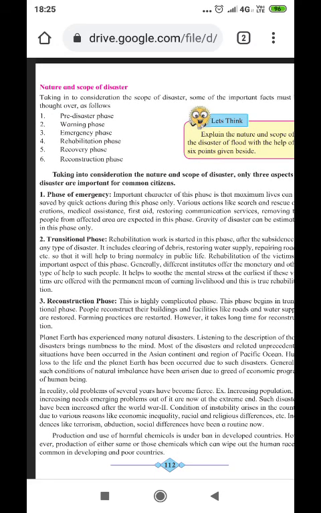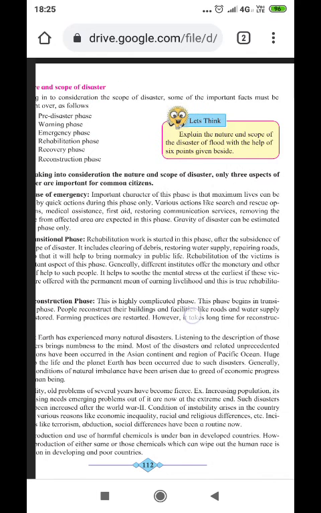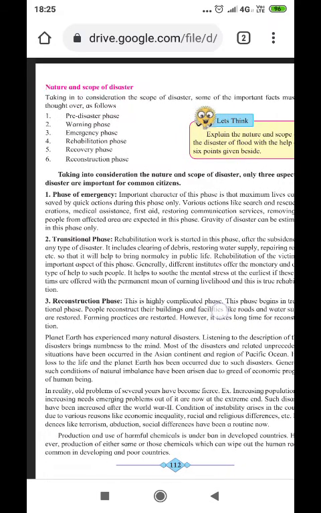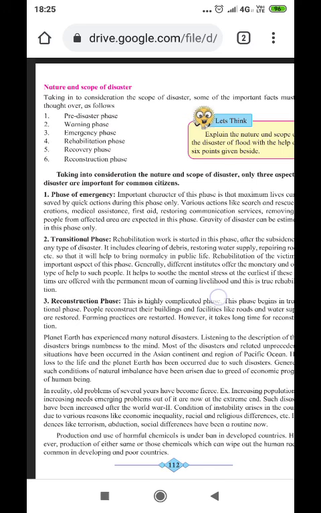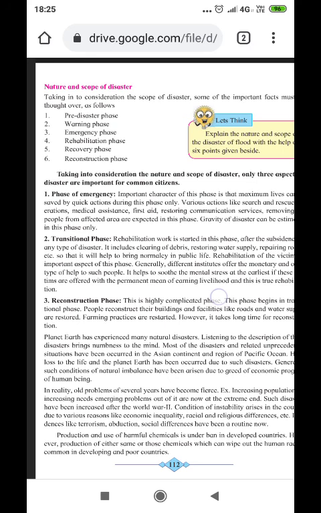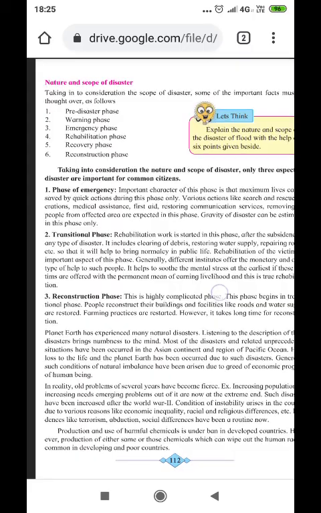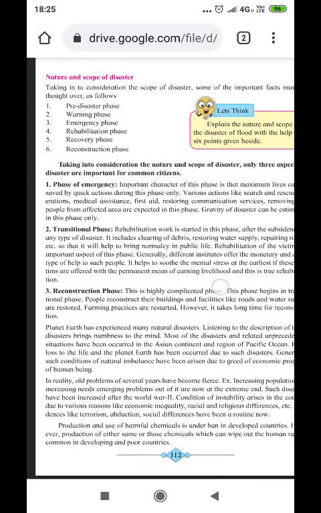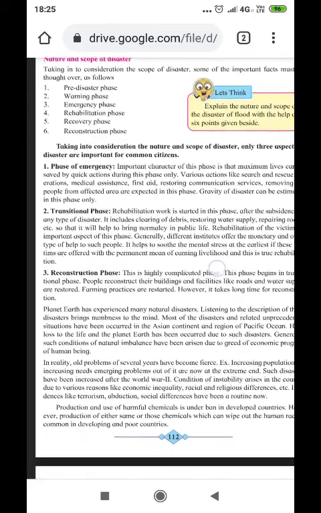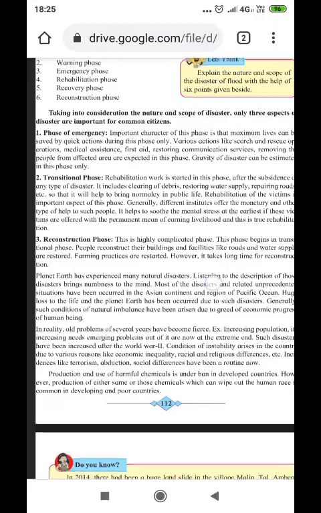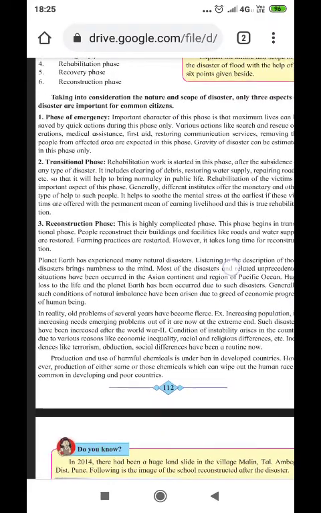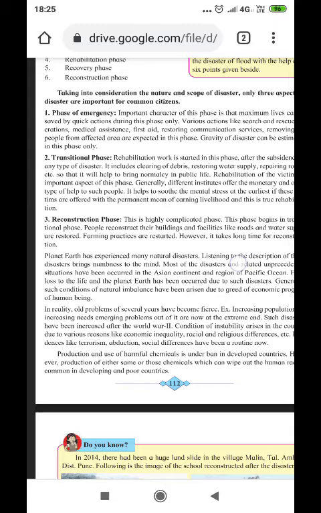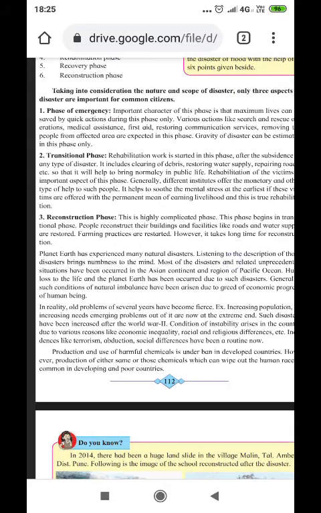Nature and scope of disaster. Taking into consideration the scope of disaster, some important facts must be thought over as follows: pre-disaster phase, warning phase, emergency phase, rehabilitation phase, recovery phase, reconstruction phase. We'll discuss them in short. Taking into consideration the nature and the scope of disaster, only three aspects of disasters are important for common citizens.